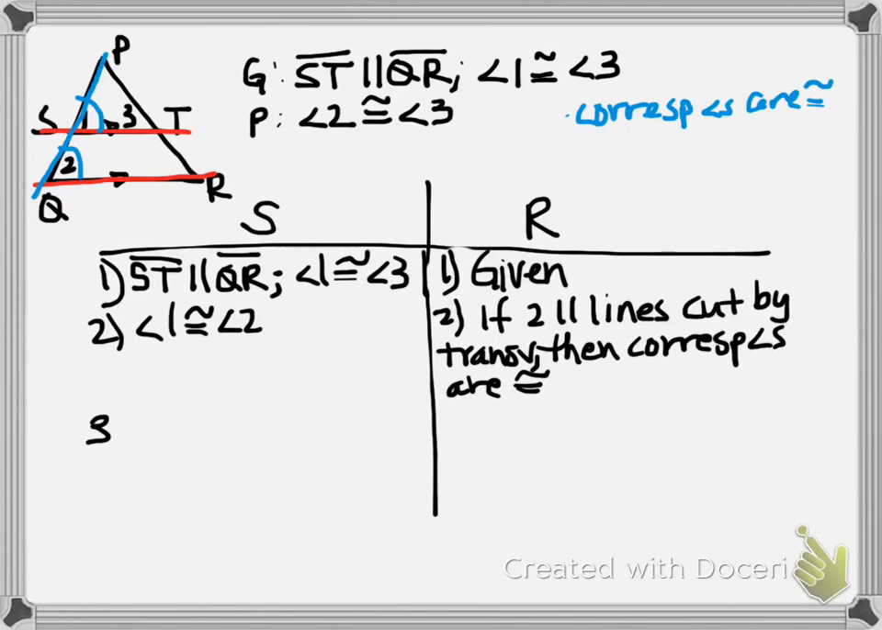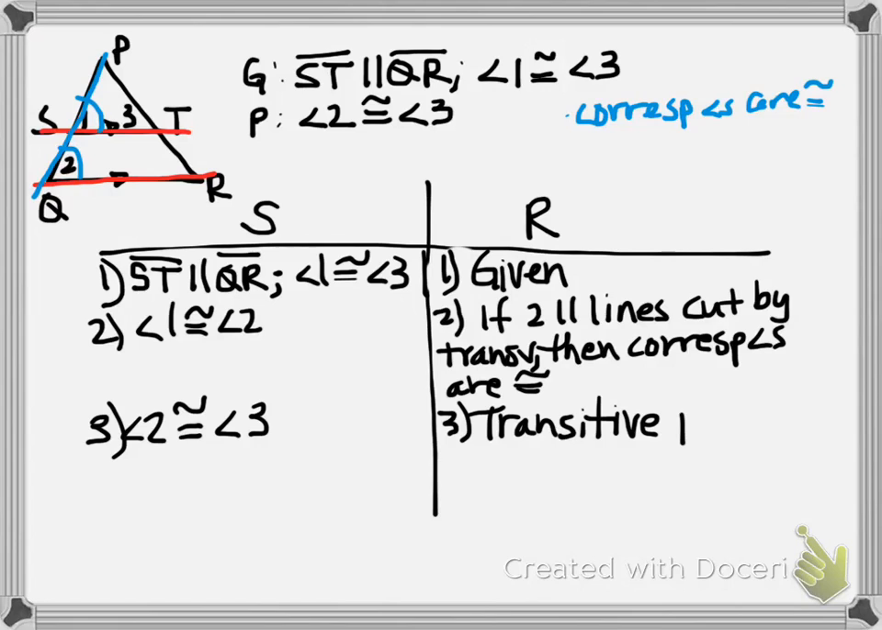So now I've got angle 1 is congruent to angle 2, angle 1 is congruent to angle 3, so angle 2 would have to be congruent to angle 3 through transitive property of congruence. Remember, with this, you do not have the ability to use substitution when there's congruence. The only property that allows you to substitute in a piece with congruence is the transitive property of congruence. And that's it. That's as long as that proof is.